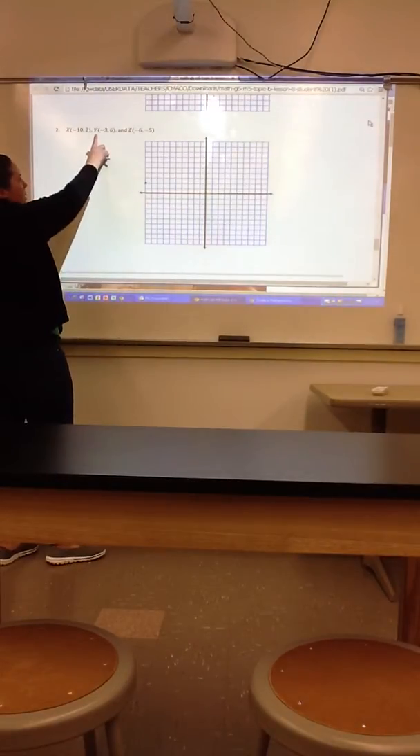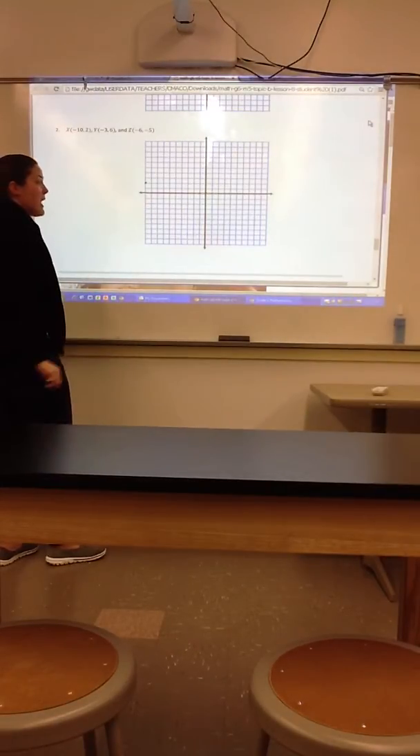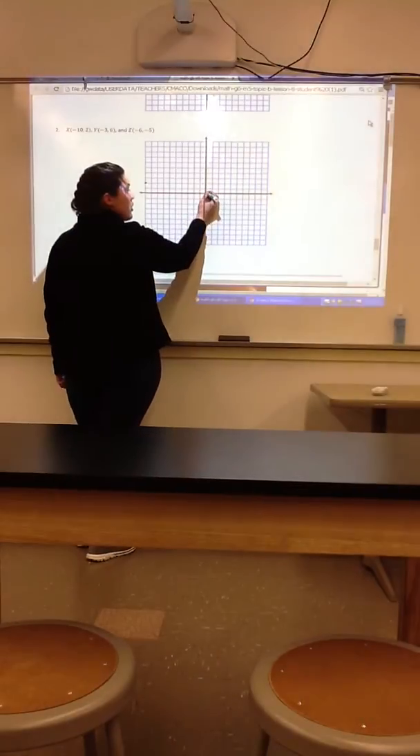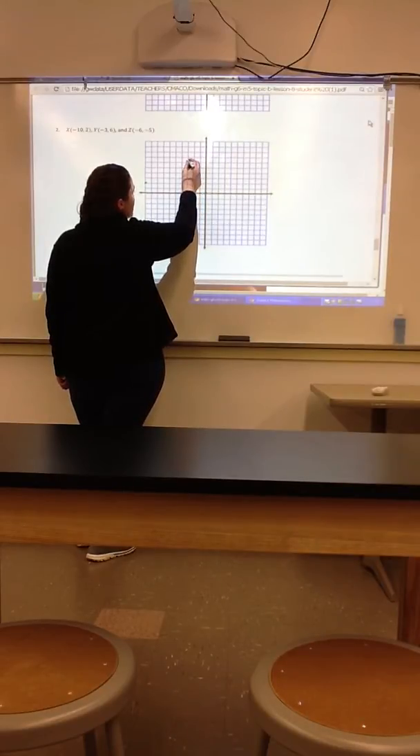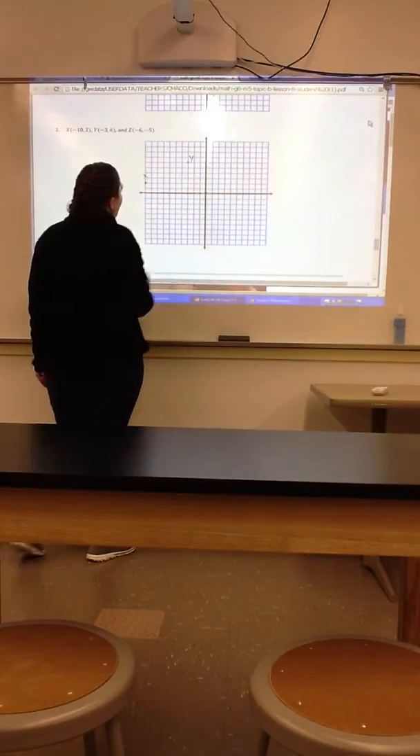Okay, my next point is Y, which is going to be at (-3, 6). Start at my origin, count to the left 3: 1, 2, 3, up 6: 1, 2, 3, 4, 5, 6. This was point Y, and this was point X.